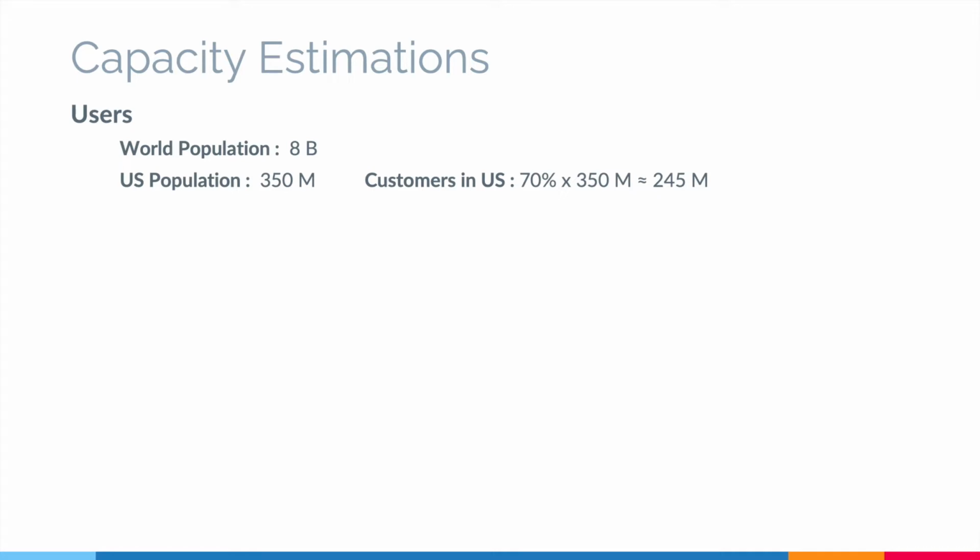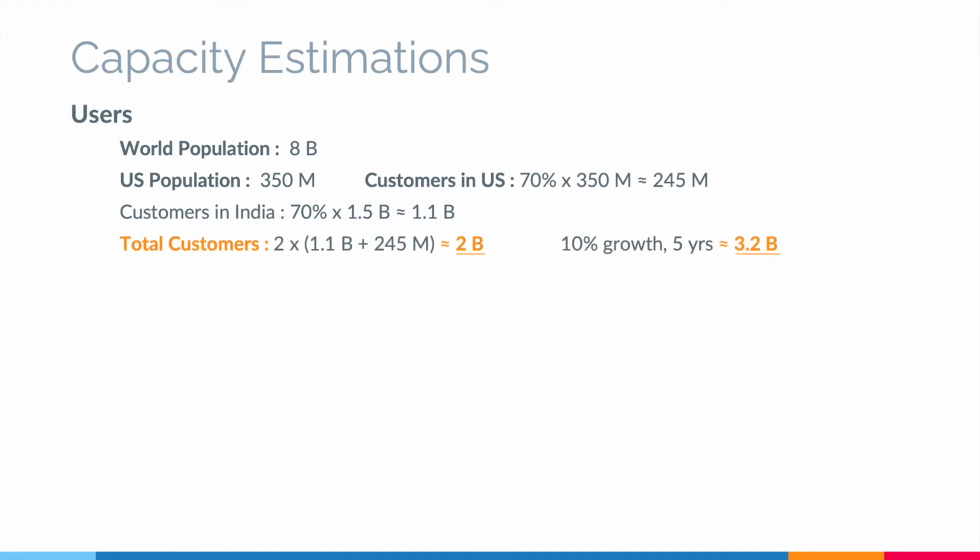Similarly, let's assume 70% population of India uses Messenger as well. 7 into 15 is 105. So let's approximate this with 110. So we get 1.1 billion.